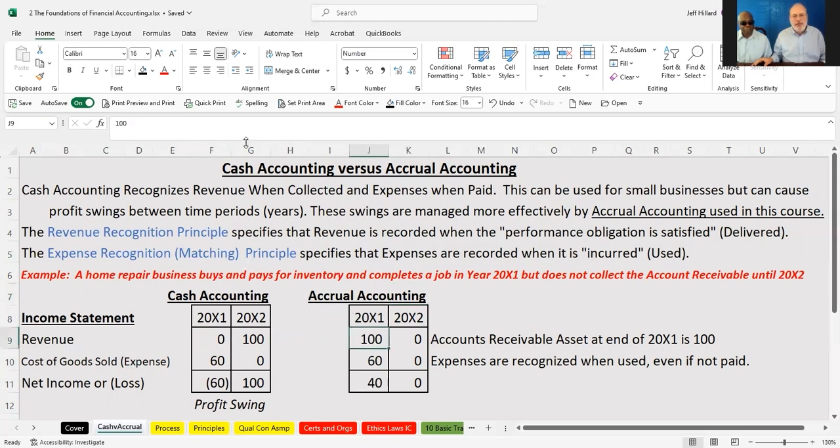It would say we've delivered, we've earned it in 20X1, so we can recognize revenue and book it as an accounts receivable asset of a $100 bill. Accounts receivable is how you account for money that is owed to you. Net income or loss would result in the same amount all in year one, and there would be nothing on the income statement for year two. Expenses are recognized when used, even if not paid. So we're going to be doing accrual accounting in this course.